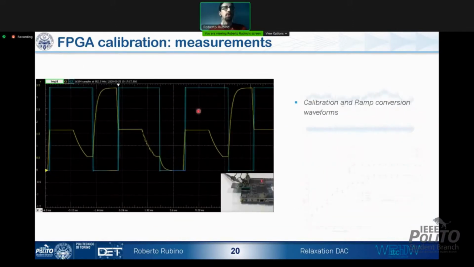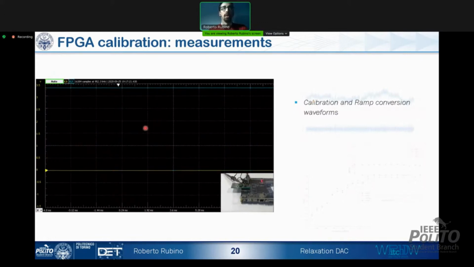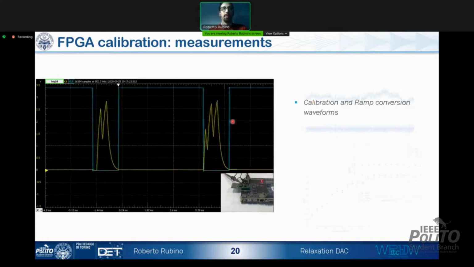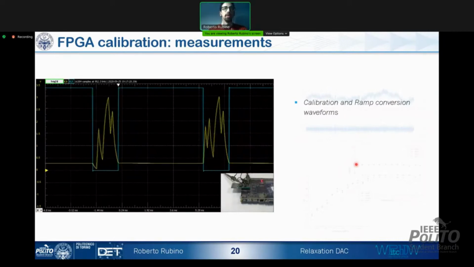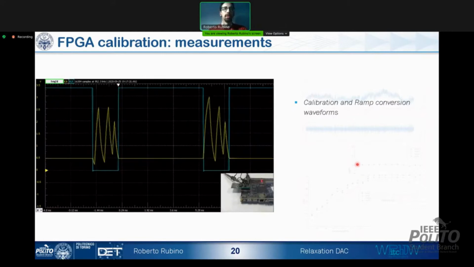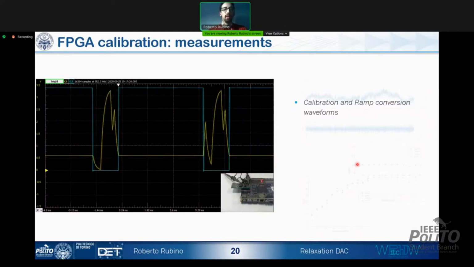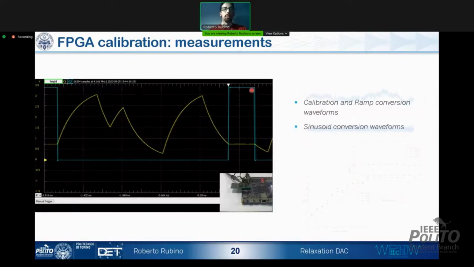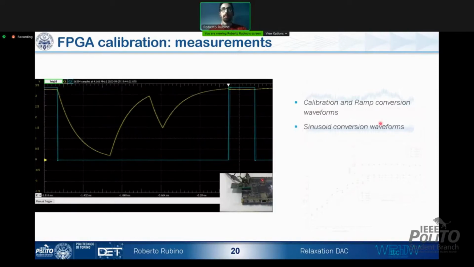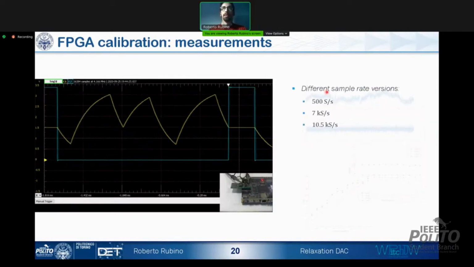In this animation, we can see that the two half swing voltages become the same. So the calibration is complete. Then a ramp is converted to perform the static characterization of the DAC. After the ramp has been converted, different sine waves at different frequencies and different amplitudes are converted in order to perform the dynamic performance characterization.